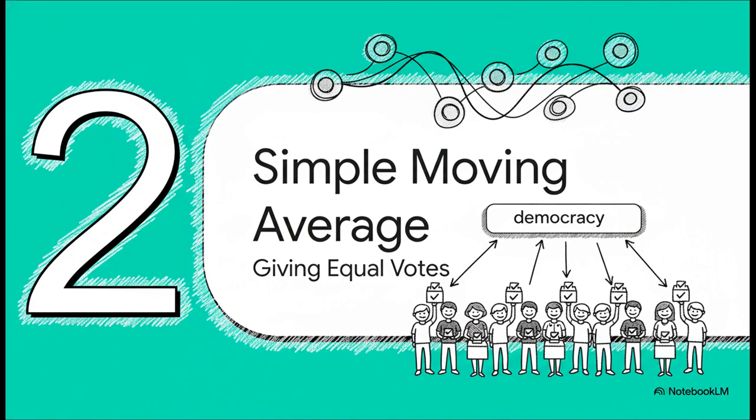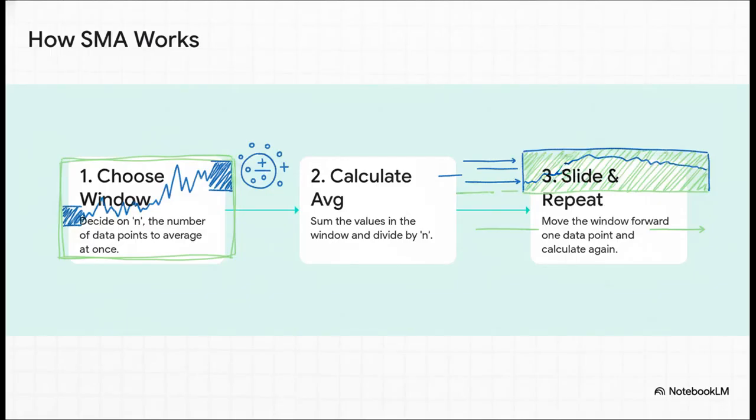Okay, so let's start with the most basic type. It's called the simple moving average, or SMA for short. And the main idea here is super simple. It's all about democracy. Every single data point gets an equal vote. And here's how it works. It's a really logical step-by-step process.